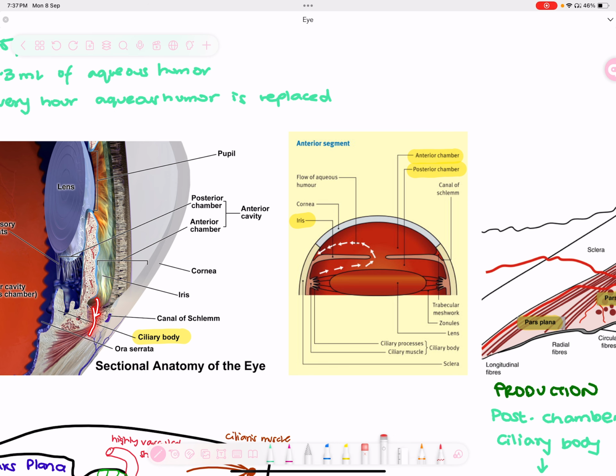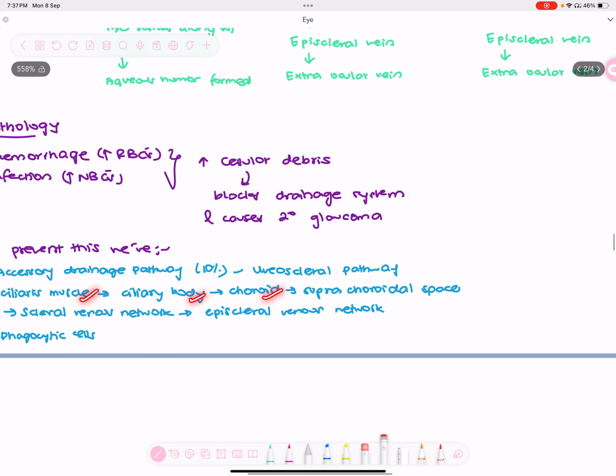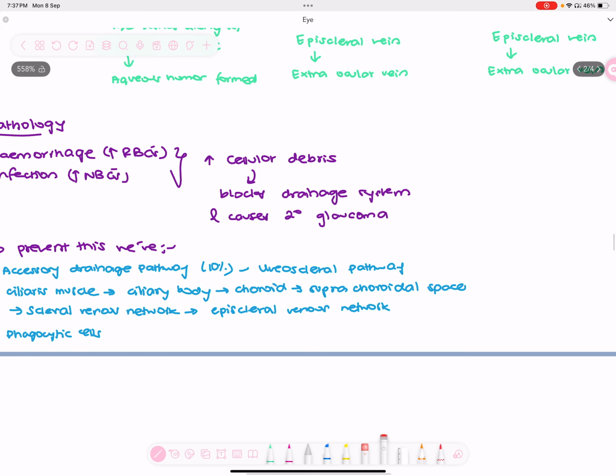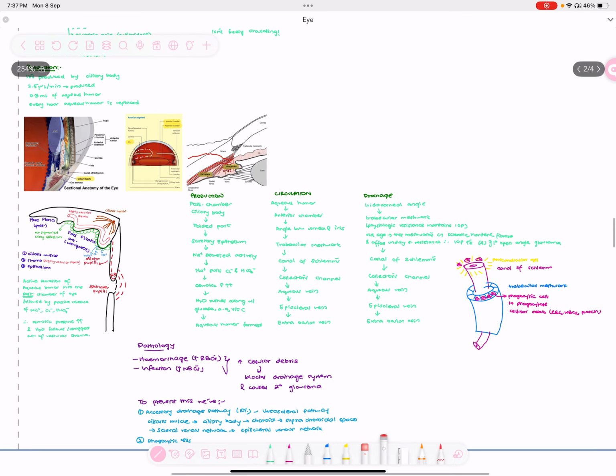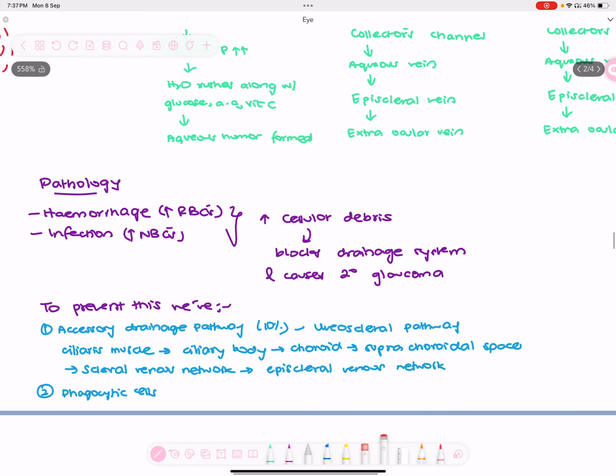From the ciliary body, it will go to the choroid, and this is the pathway: ciliary muscle, ciliary body, choroid, suprachoroidal space, which means above the choroid. There is a space called the suprachoroidal space. From that, it will move into the scleral and episcleral venous network, above the sclera. It starts draining into that. Even now, this pathway is activated, but it only drains about 10% of your aqueous humor, not the 90%. For that 90% drainage, you need to have the trabecular meshwork functioning perfectly fine.